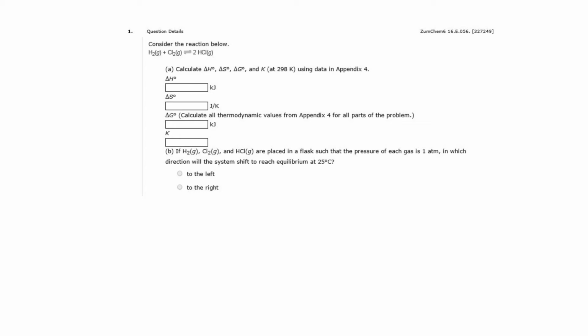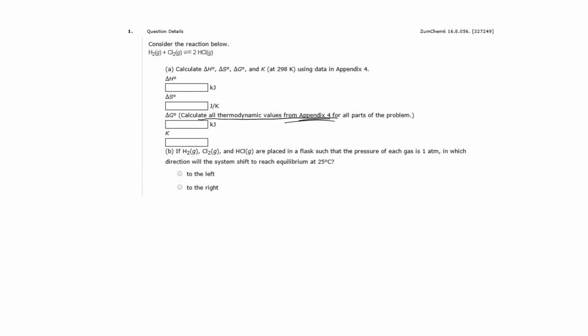Here's a nice comprehensive thermodynamic problem that actually ties in equilibrium as well. In this problem, they're asking us to find delta H, delta S, and delta G standard, all using the summation equations. They even make a note here. It says calculate all thermodynamic values from Appendix 4.